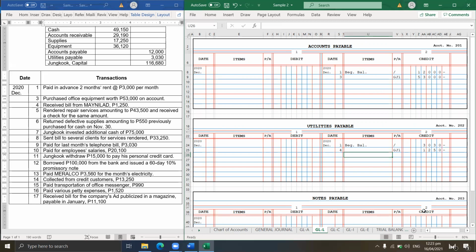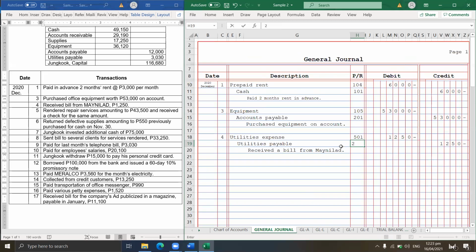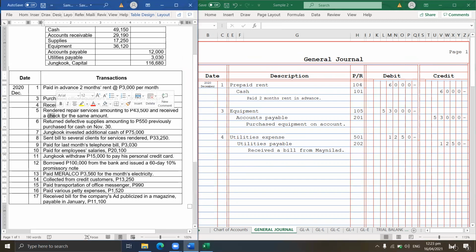Okay? So after natin ma-post yan, then we are now ready to proceed, no, to the journal to write the account number na 202. Okay, so 202 for the utilities payable. So you're done with the posting and you are now ready to journalize again the other transaction. Okay, so we have December 5. So for December 5, you rendered repair services amounting to 43,500 and receive a check for the same amount.